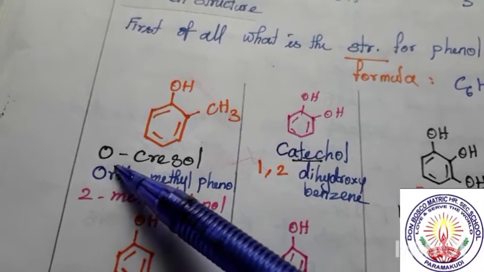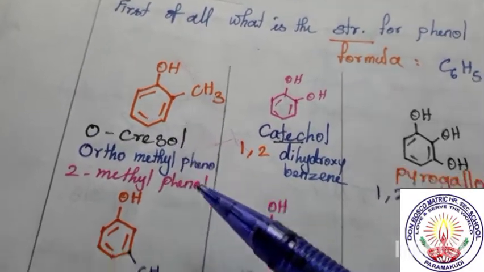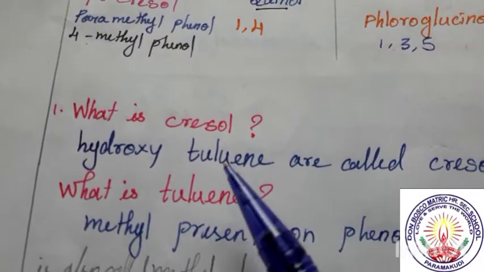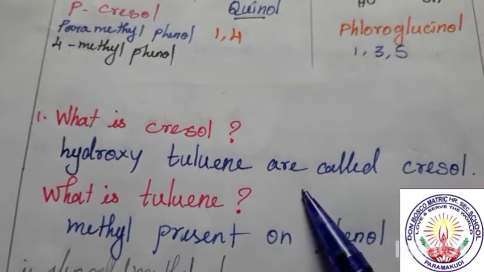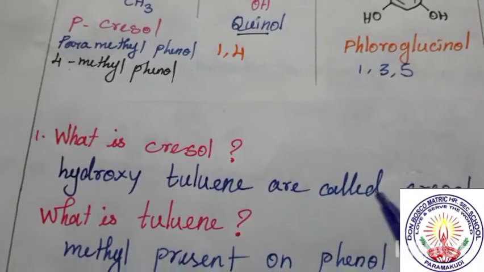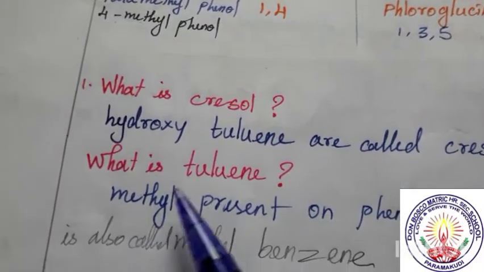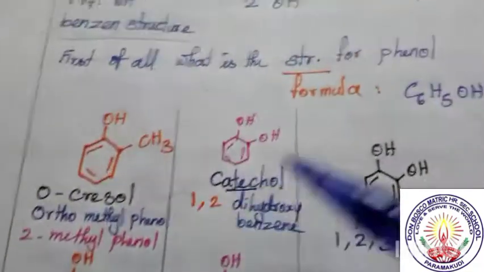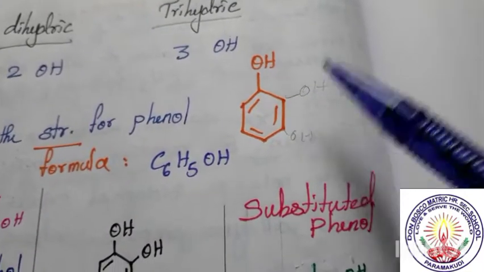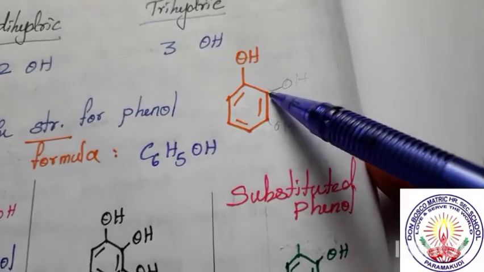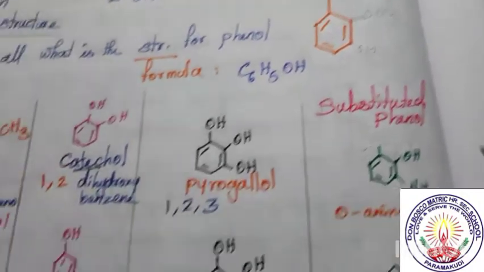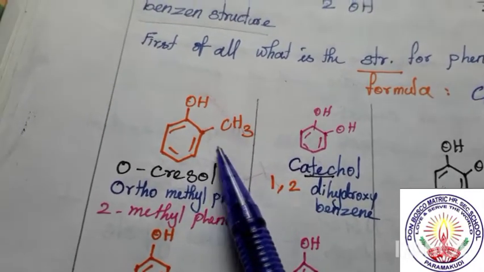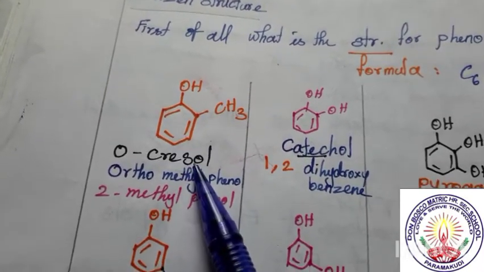So orthocresol. What is cresol? Hydroxytoluene is called cresol. So first of all we should know what is toluene. Methyl present on phenol. So this is the phenol. In the phenol, methyl CH3 methyl irunda that is cresol. Methyl present on phenol is called cresol.